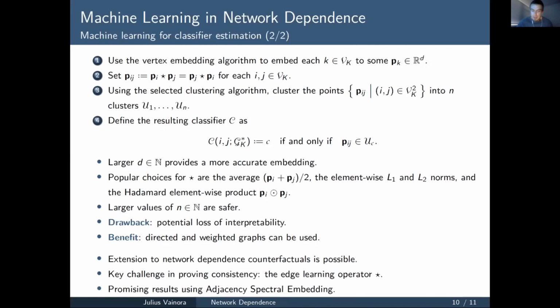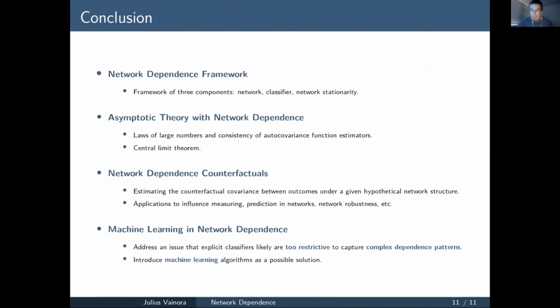And I also have some applications with adjacency spectral embedding, and comparing to typical classifiers, the explicit ones, it does have some promising results. So I think I'm right on 25 minutes. And to conclude, just a reminder of the 4 parts and the results there.